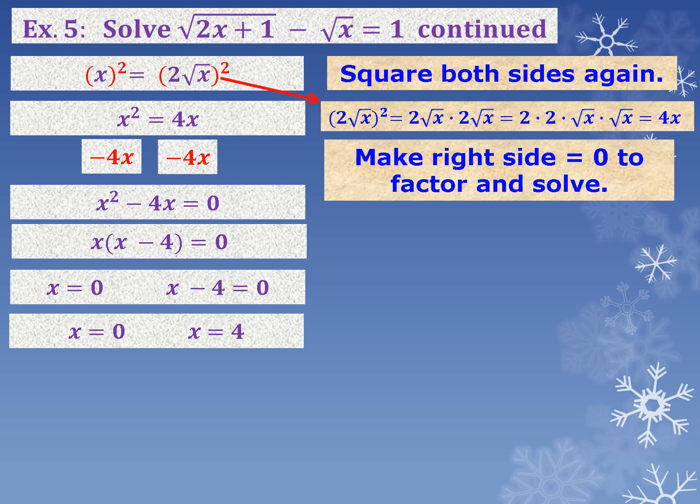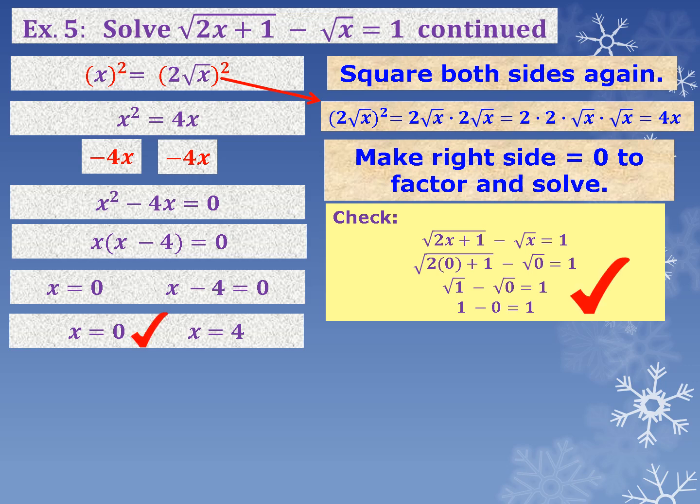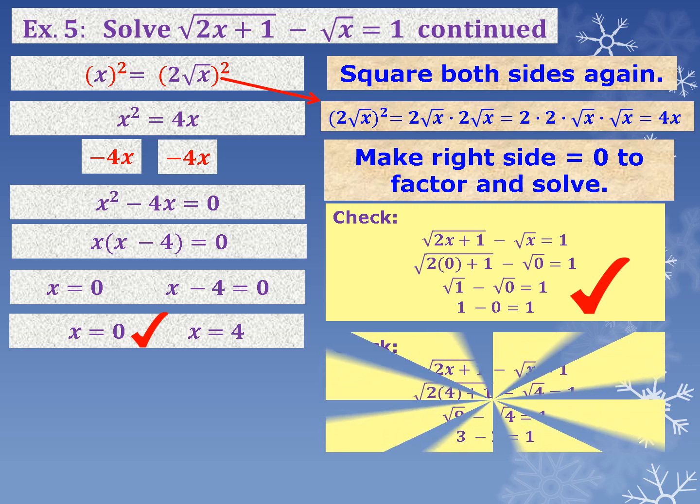You want to plug them in and verify that they work in the original equation. So I'm going to plug in 0 first. 2 times 0 is 0. 0 plus 1 is 1. Square root of 1 is 1. Square root of 0 is 0. So 1 minus 0 is 1. So that works. Fantastic.